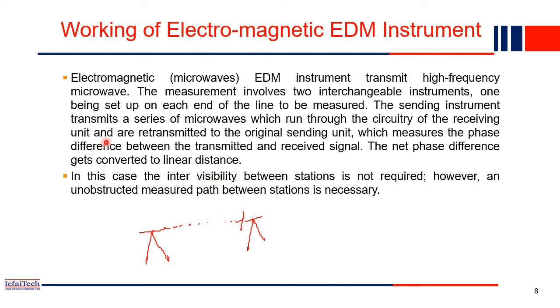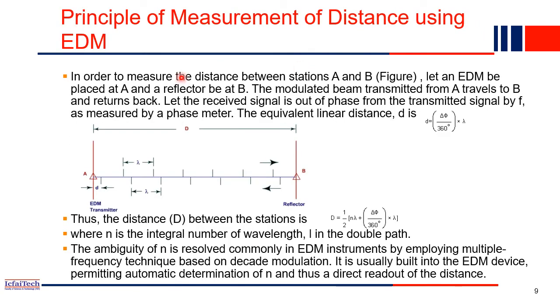And in the last slide we discussed the electro-optical instrument, right? Now you can see the principle of measurement of distance using the EDM. So what is the principle? You have two points, A point here and B point here. You have the EDM at A and the reflector at B. In order to measure the distance between points A and B, let the EDM be placed at A and the reflector at B.